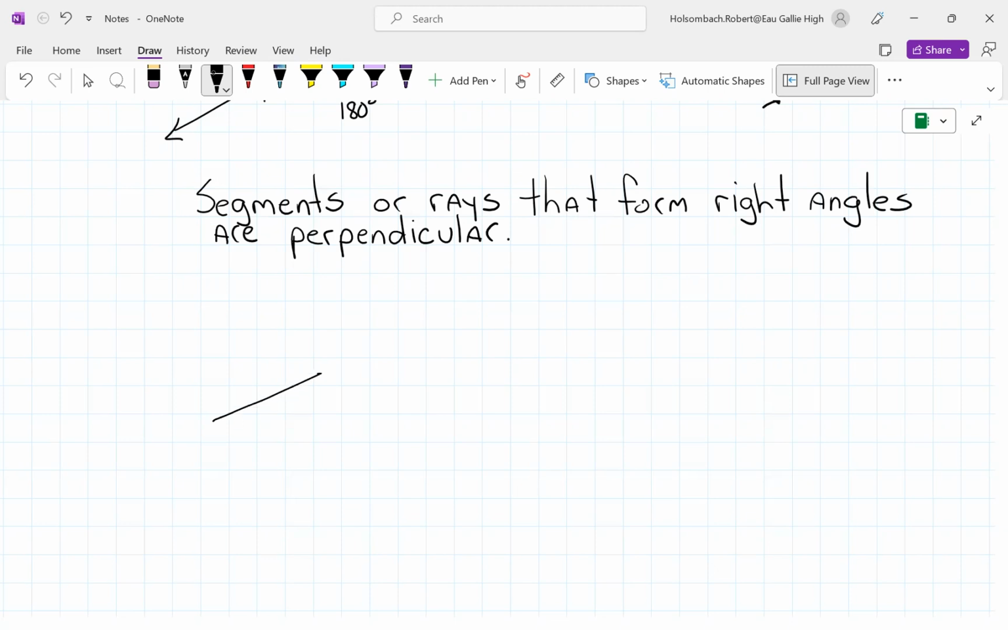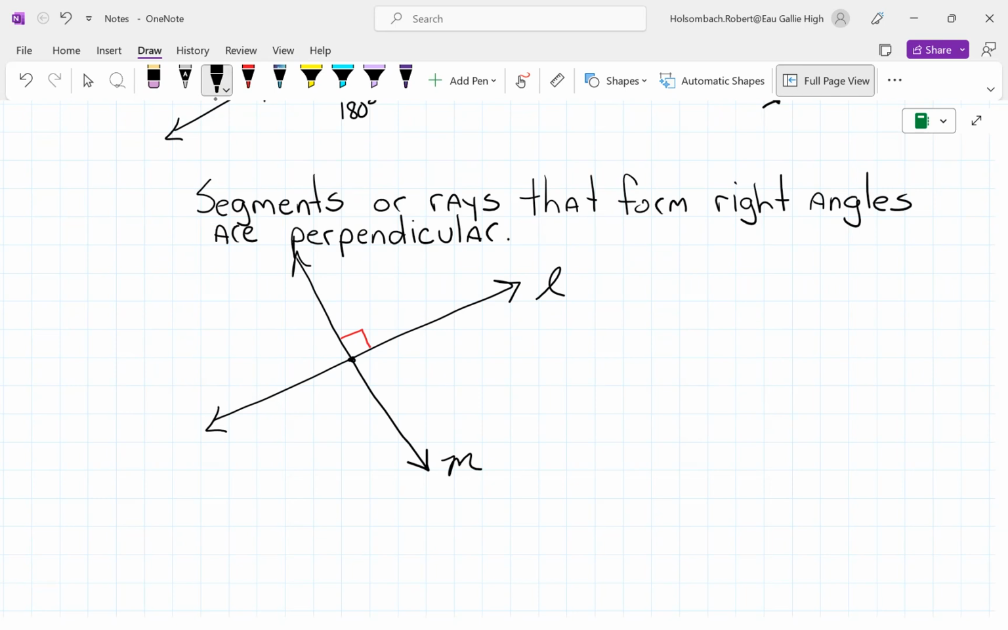So if we have line L, and then we take line M and we draw it and we intersect it with line L and we try to intersect it at 90 degrees. Here's line M. If that 90-degree symbol is at the intersection of those two lines, then line L is referred to as perpendicular to line M.